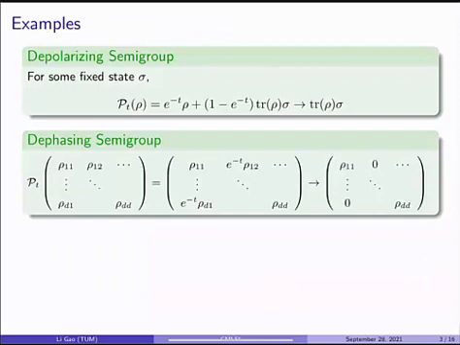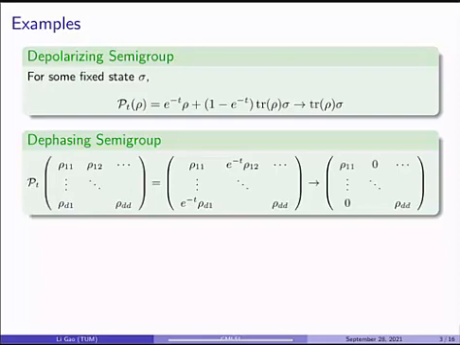So let's first see two basic examples. The first one is the depolarizing semigroup. If we choose a fixed quantum state sigma, the depolarizing semigroup will send every state rho to e to the minus t times rho, and with the rest of the probability send it to the fixed state sigma. When t goes to infinity, this semigroup will send everything to the fixed state sigma, which is called depolarizing.